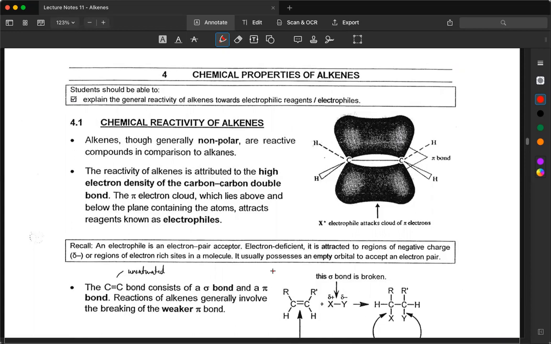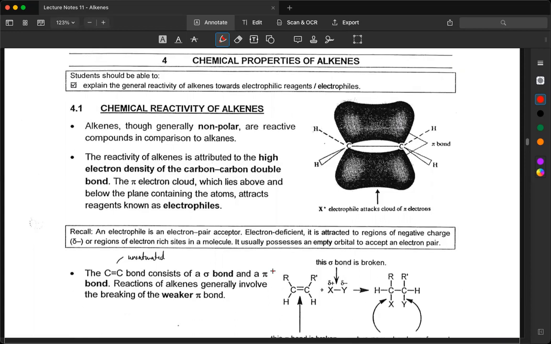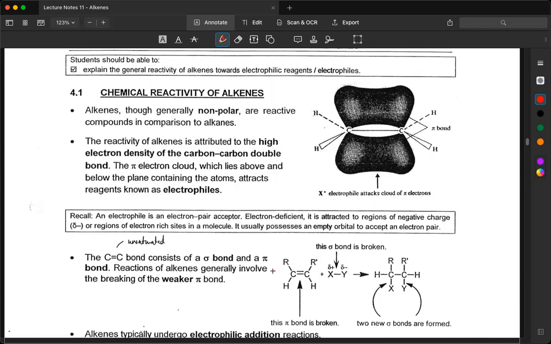They are known to attract reagents such as electrophiles. Electrophiles are electron hungry. They are thirsty for electrons. Electrophiles, being electron pair acceptors and electron deficient, will be attracted to regions of negative charge or electron-rich sites, because an electrophile itself possesses empty orbitals to accept an electron pair.